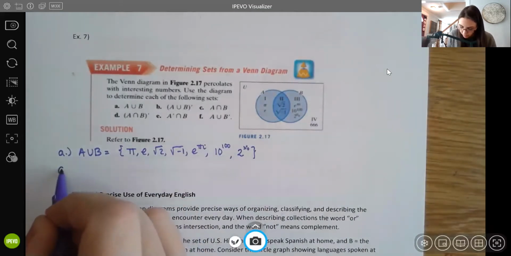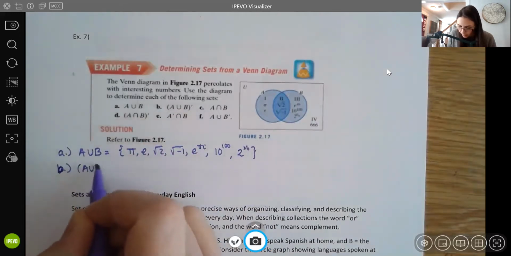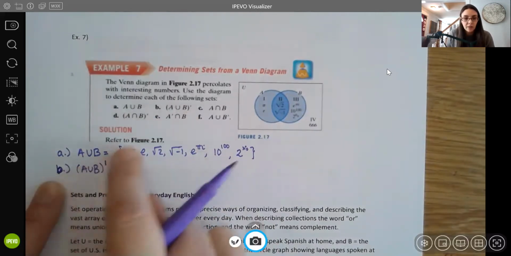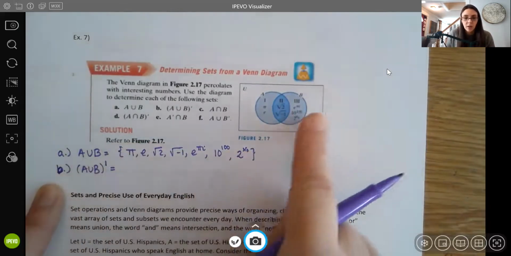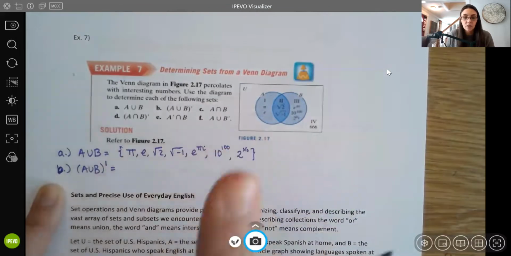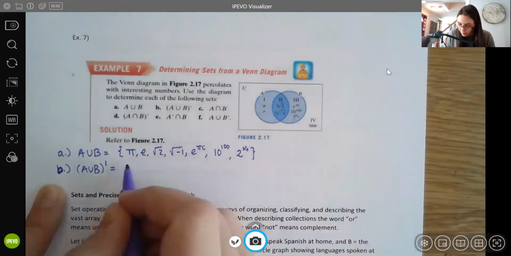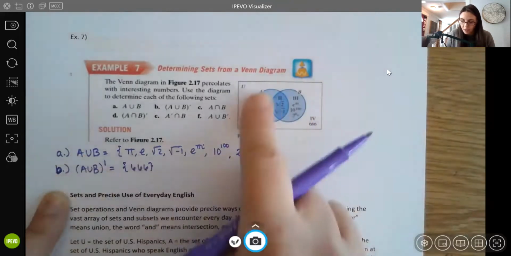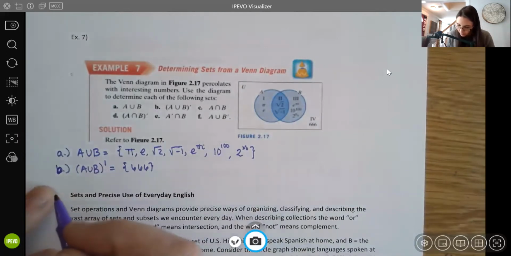All right, so now we're going to do A union B complement. And we're going to do parentheses first. So you already have A union B from right here. So we want the complement of this, meaning we want everything that's not this. So look at my overall set here, and I want everything in the universal set that's not these. So there's one number here that's not included, and it's the 666. So that would be my answer here. So it's that region 4. So everything that is not in the union of A and B.